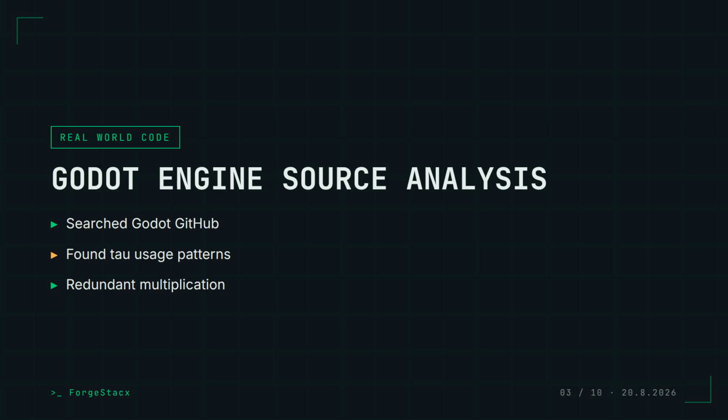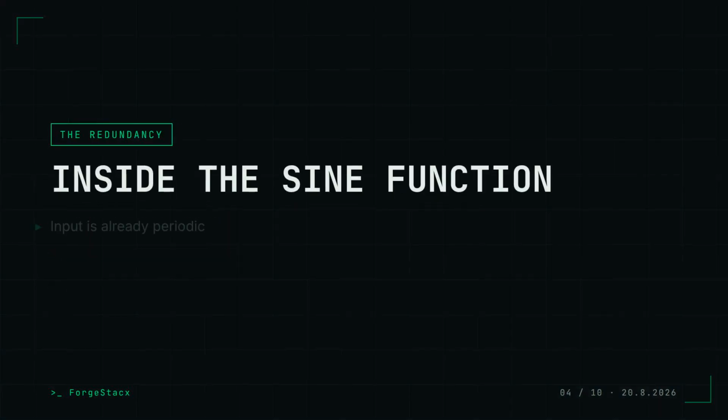There is nothing special here about Godot. If you opened any random game engine codebase, you could do the exact same search and see the exact same kind of usage. Notice what is going on here. The programmer has a value h which is already periodic on the range 0 to 1, but they multiply by tau because they need to call sine.